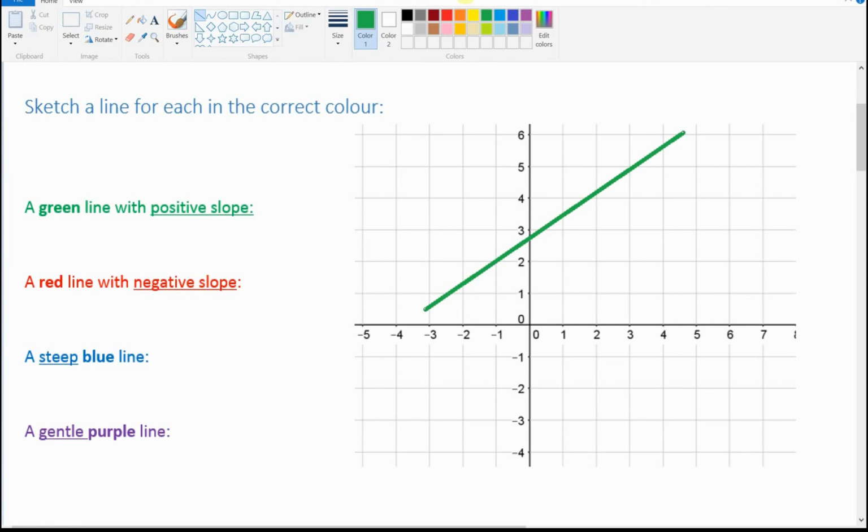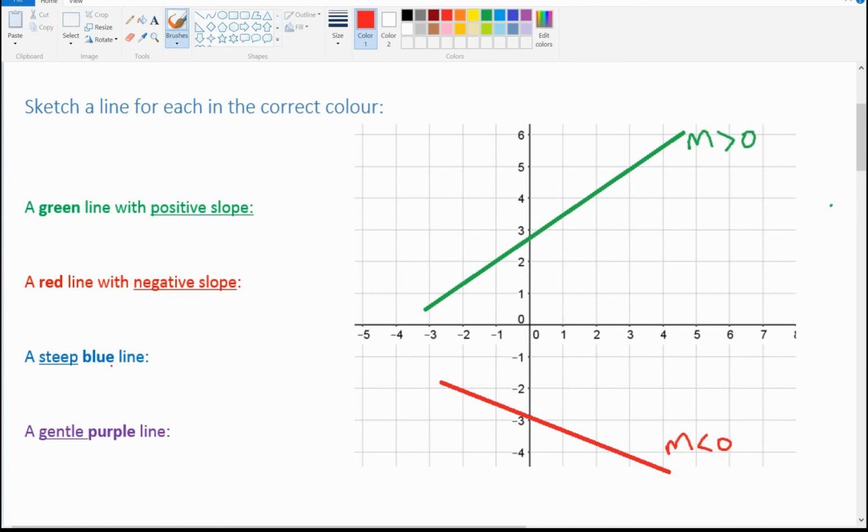A line with a negative slope. Let's just do one more thing related to the positive slope. The m is always going to be a positive number. It's always going to be greater than 0. A red line with a negative slope. And in this case, what is m always going to be? m is less than 0.